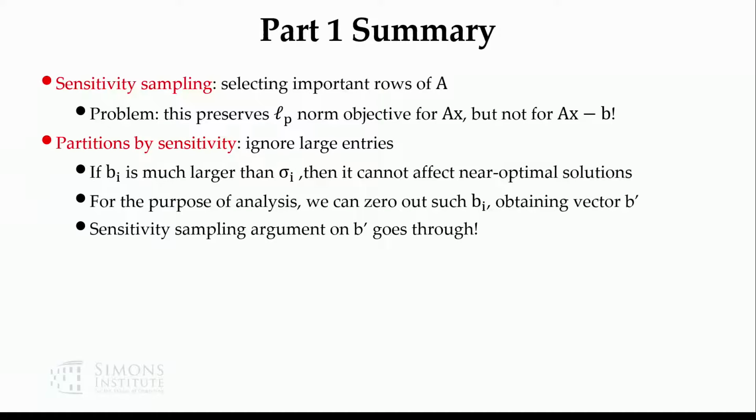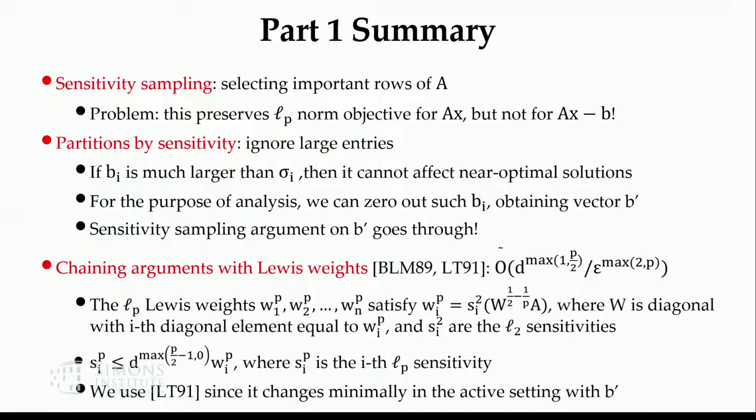To get better bounds, we use chaining arguments with Lewis weights. Using chaining arguments goes back to Bourgain, Lindenstrauss, and Milman, and Ledoux and Talagrand simplified their proof. Using such arguments, we're able to improve the bounds to d to the max of 1 and p over 2. So it's optimal dependence on d, and some dependence on epsilon, which is suboptimal.